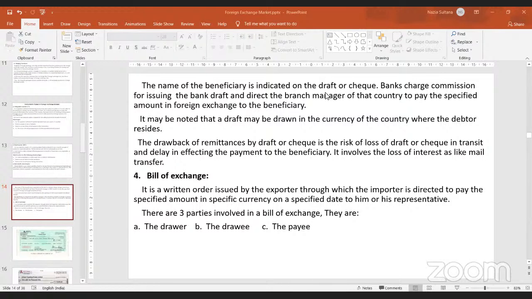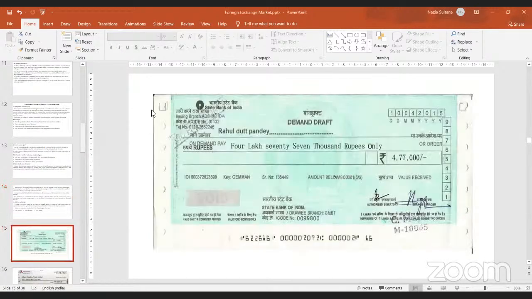And this bill of exchange can be discounted with the bank in case you urgently require some money. So that way bills of exchange are also being used. Some examples are given here. How does a check or demand draft look like?